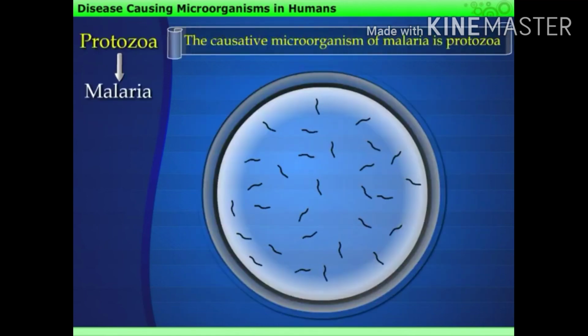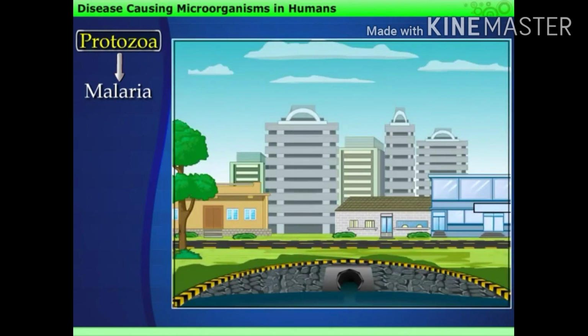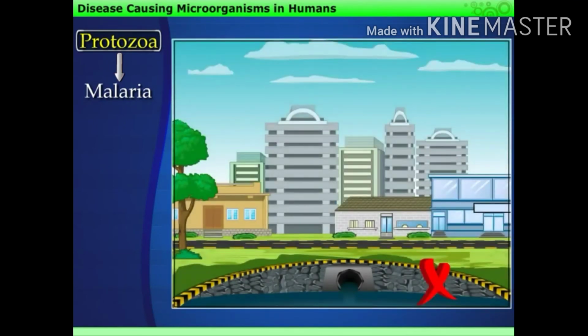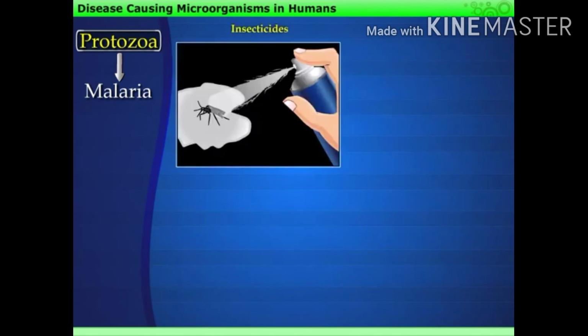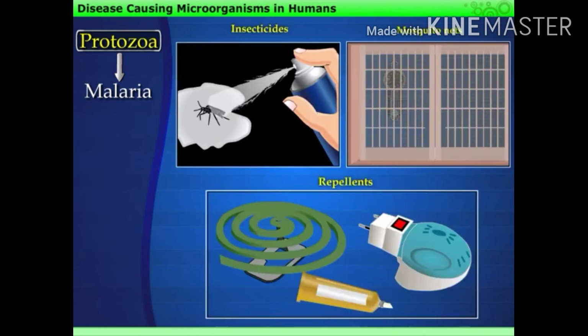The causative microorganism of malaria is protozoa. The mode of transmission of this disease is mosquitoes. Since mosquitoes breed in water, care should be taken that no unnecessary stagnant water is accumulated in our surroundings. Also, the use of insecticides, mosquito nets and repellents can help in preventing the spread of this disease.